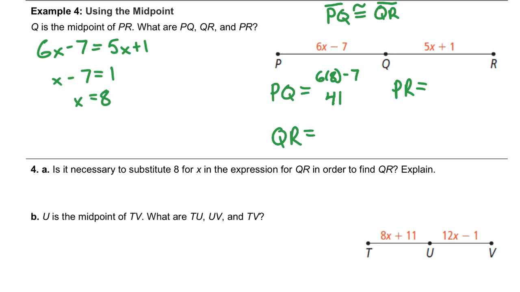I don't need to do much else to figure out what QR is. If I know that PQ is 41, I know that QR is 41 because those segments are congruent. They're the same length. And I can go back to that segment addition postulate to say that PQ plus QR equals PR. So 41 plus 41 is 82. So initially, I had to substitute 8 in for x, but using my knowledge of midpoint and segment addition, I can figure out the other lengths of the segments in the diagram.